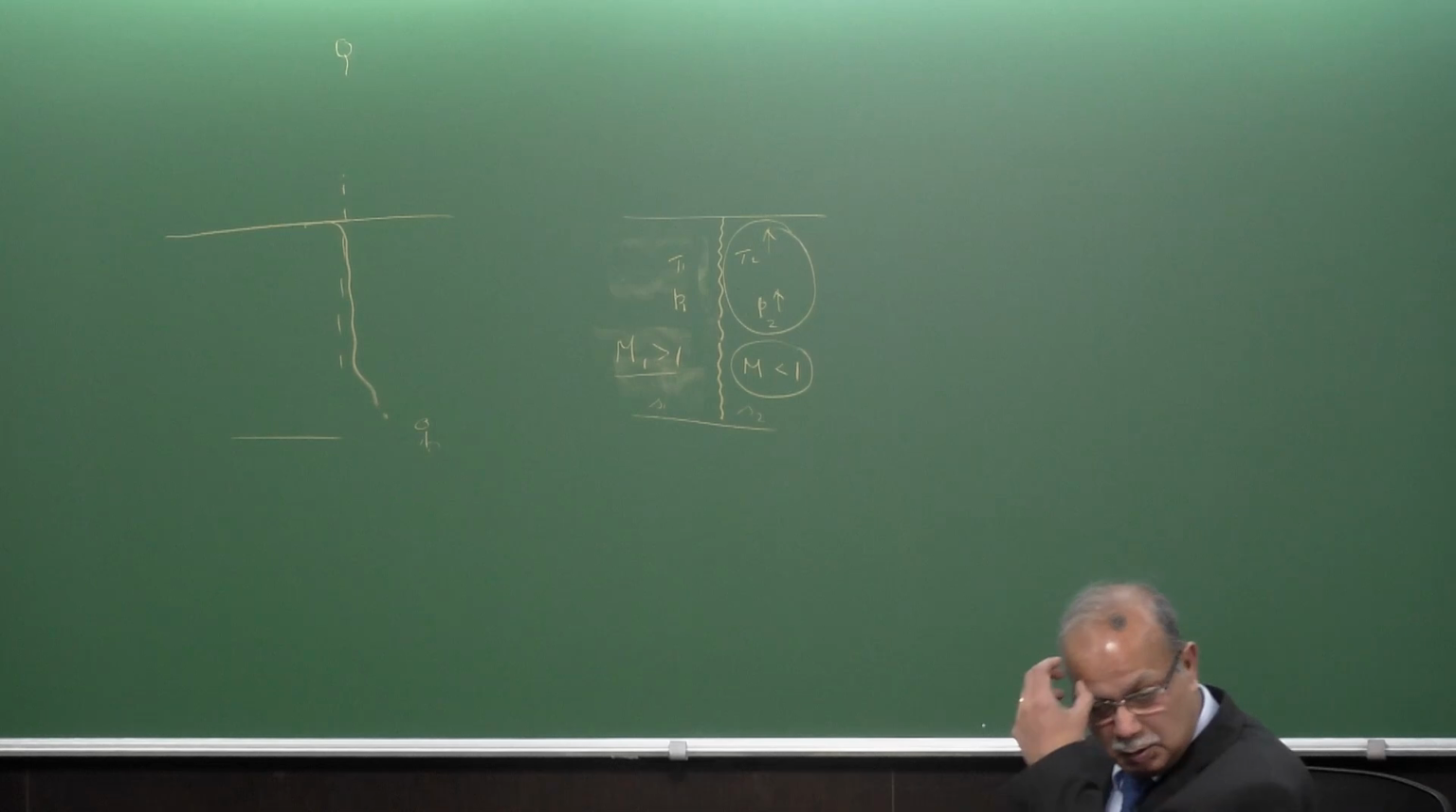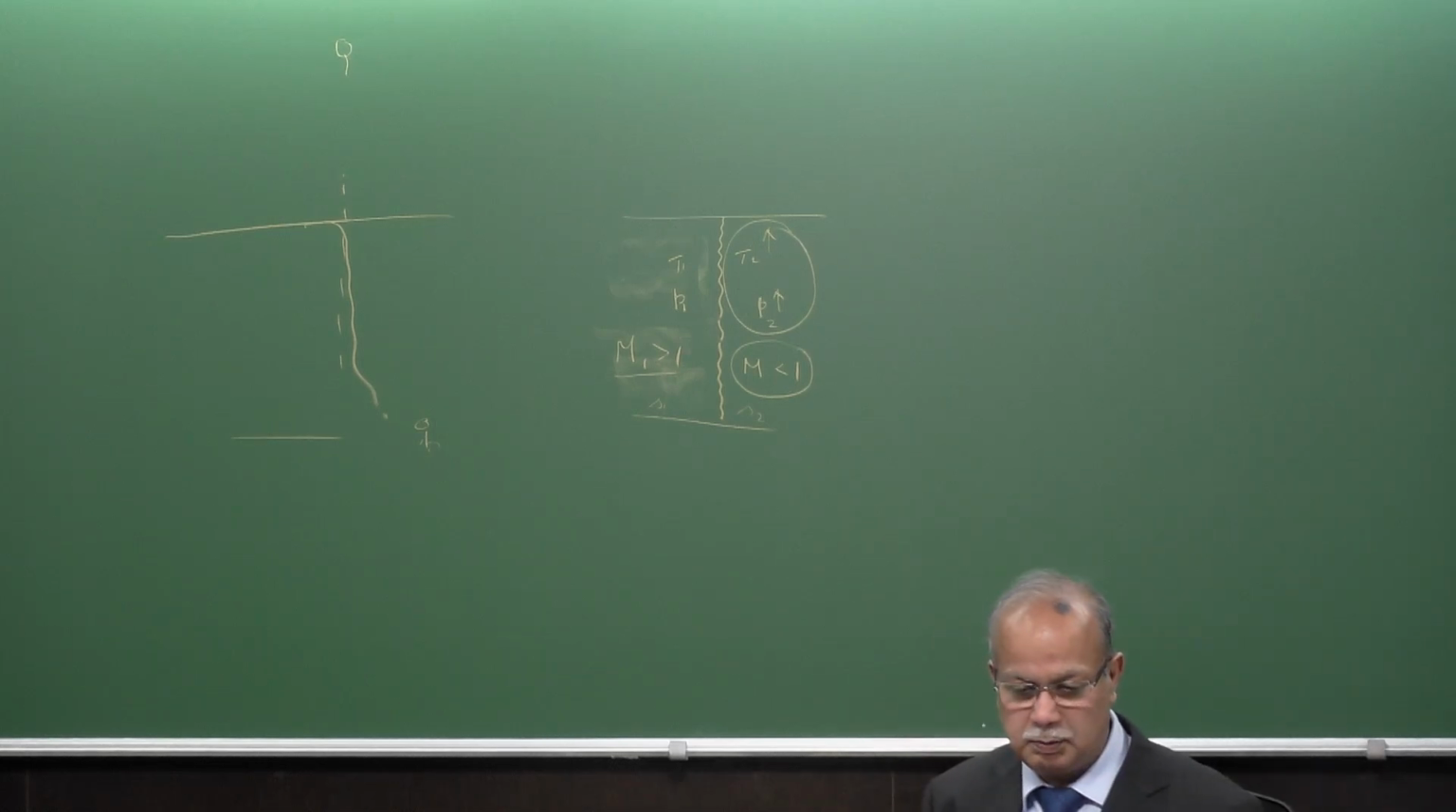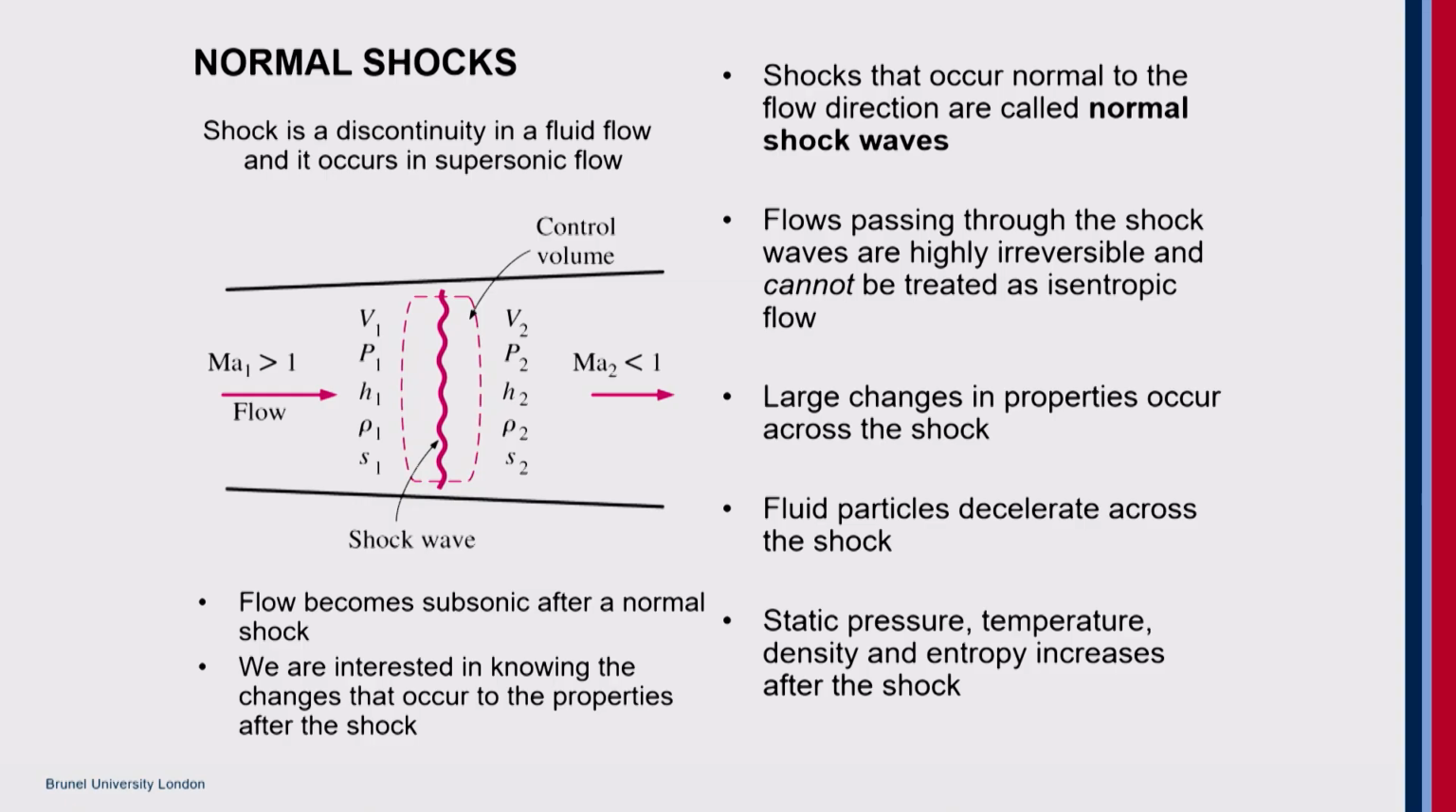If the shock wave is normal to the flow, then it's called a normal shock wave. The flow passing through the shock wave is highly irreversible, so we can't use any of the isentropic solutions. We see that a large change in properties occurs across the shock, and the fluid particles decelerate across the shock. Static pressure, temperature, density, entropy, all of those static properties increase. But the total energy across the shock remains the same.